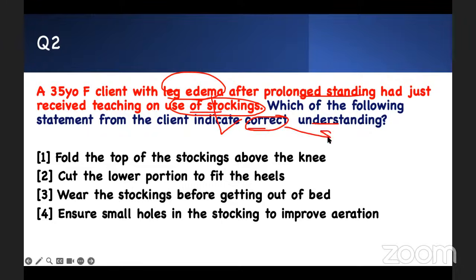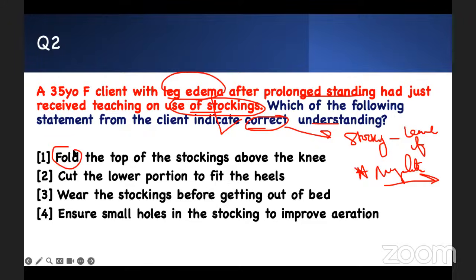What content do you need? If you have stockings, please leave them alone. No manipulation at all. You see the content I'm doing too? This is all I need. Anything I do to the stockings is a problem. Never touch the stocking. Leave it the way it is. Fold the top of the stocking above the knee? No. Keep it straight the way it's supposed to be. Cut it? No. Don't manipulate it.